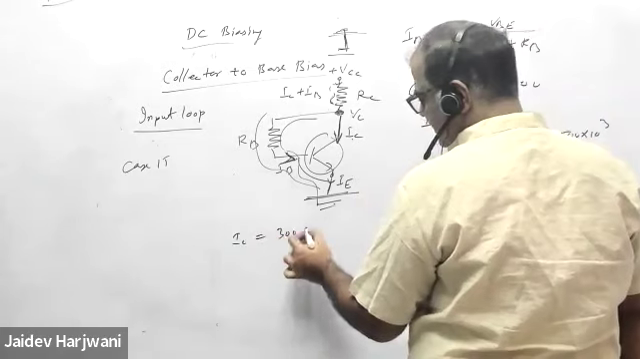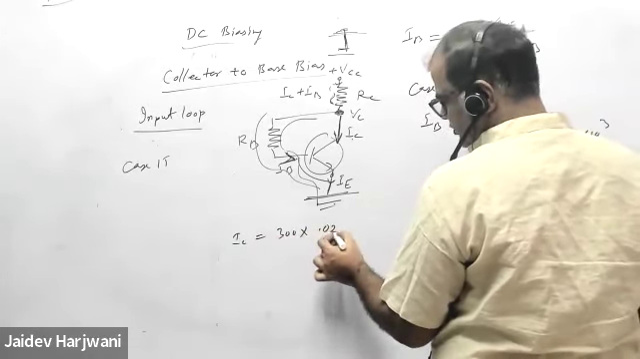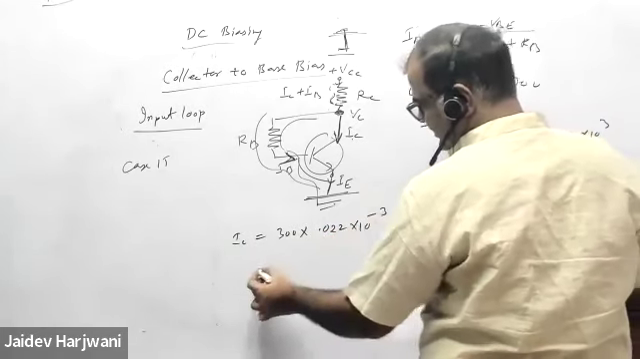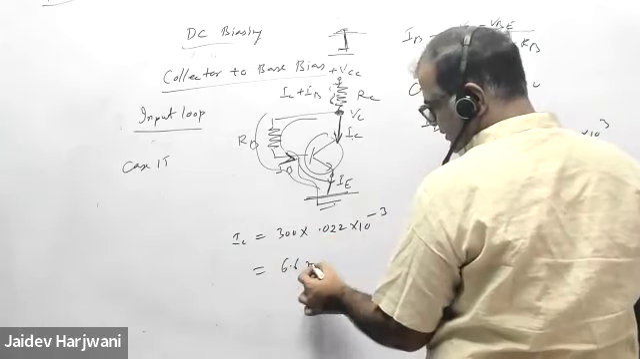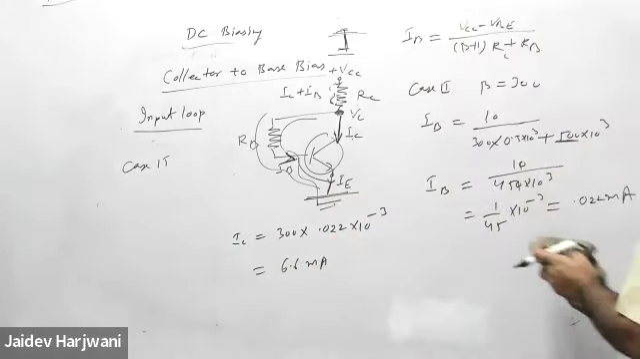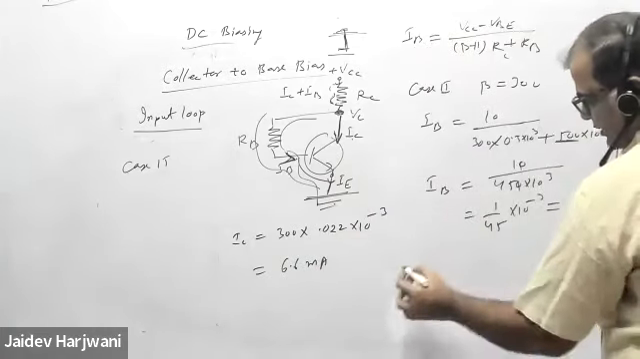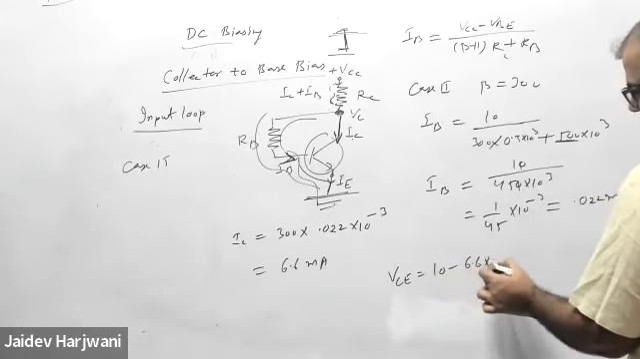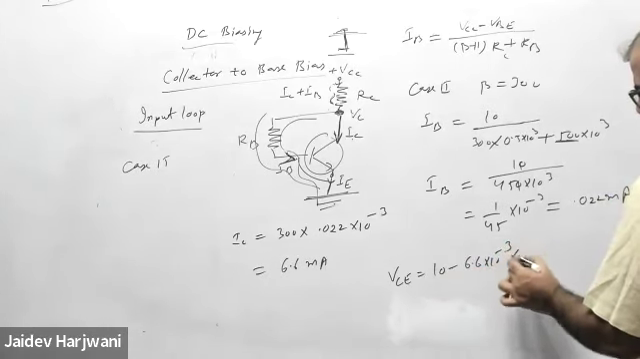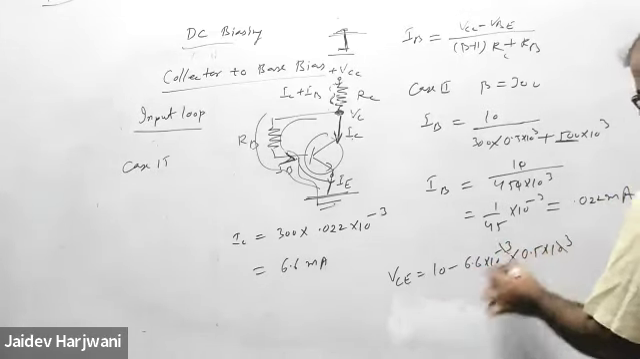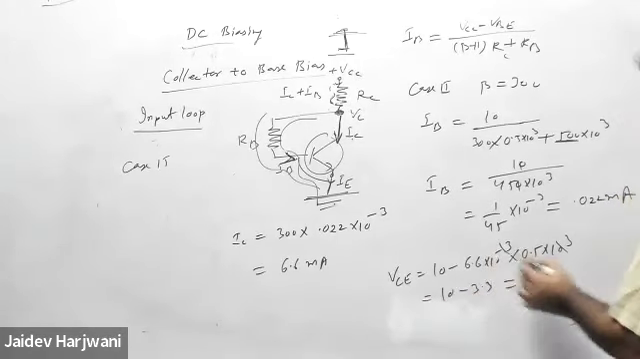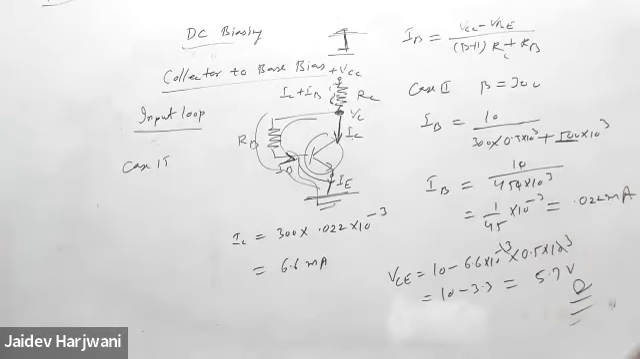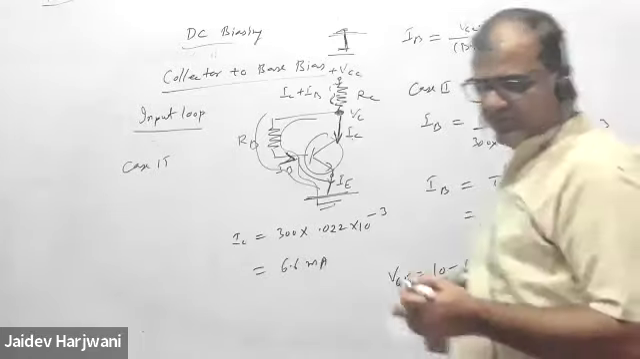Now you can find the IC. IC will be 300 into 0.022 milliampere, so 6.6 milliampere, which is correct. Now you have to find the new VCE. VCE will be VCC 10 minus IC 6.6 milliampere into RC 0.5 kilo ohm. 10 minus 3.3, that is 6.7 volt. So this is your new operating point.